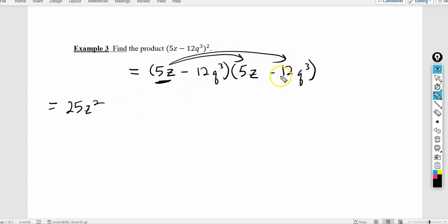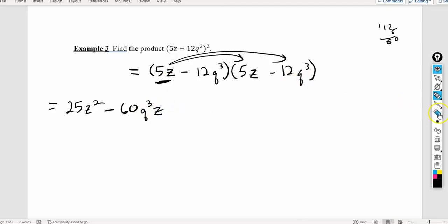And 5z times -12q cubed. Well, 5 and 12 is 60. So 5 times -12 is -60. And z times q cubed, well, they're different letters, so I can't put them together. Now, the convention is you write them in alphabetical order. So I'm going to put the q cubed first.